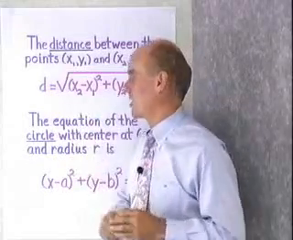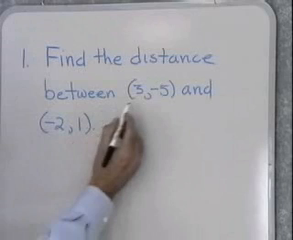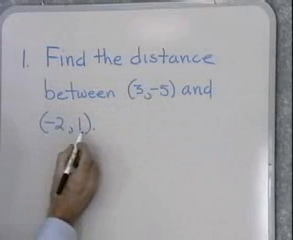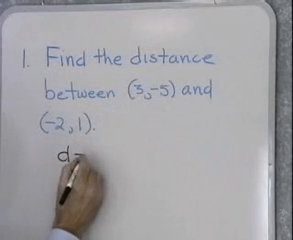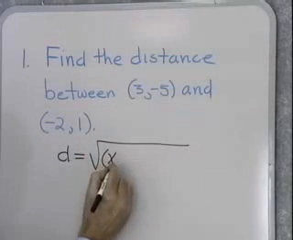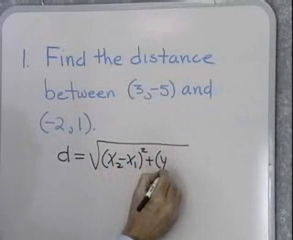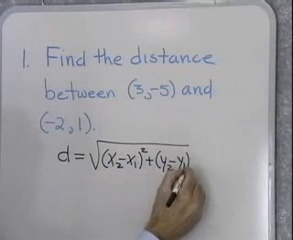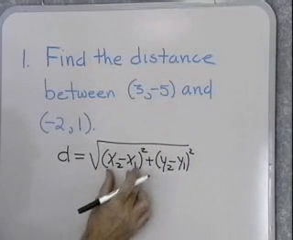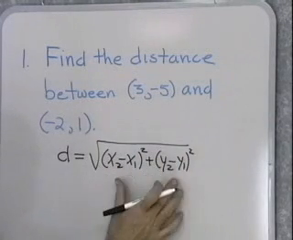So first, let's look at an application of the distance formula. I want to find the distance between the points (3, negative 5) and (negative 2, 1). So my distance formula says that that's going to be the square root of (x2 minus x1) quantity squared plus (y2 minus y1) quantity squared. So the difference of the x-coordinates squared plus the difference of the y-coordinates squared, the square root of that sum.